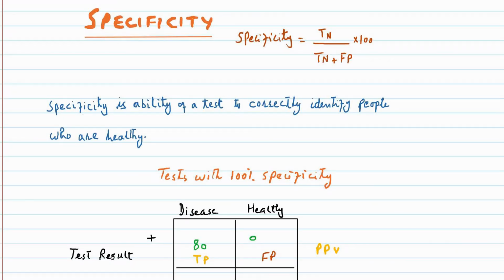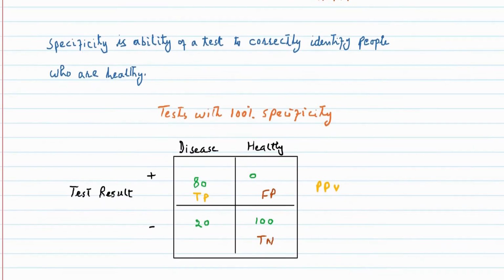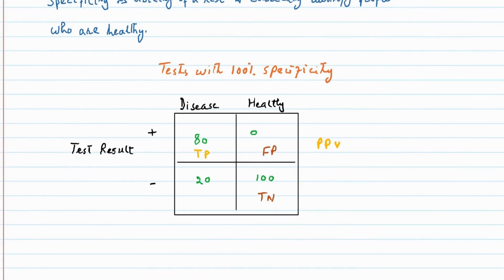As we know, specificity of a test is ability of a test to correctly identify people who are healthy. If a test correctly identifies all the people who are healthy, then the specificity of test will be 100%. In that case, all the healthy people will have negative test results. However, if the result of such a test is positive, this means person is not healthy and he has disease and actually belongs to disease group.